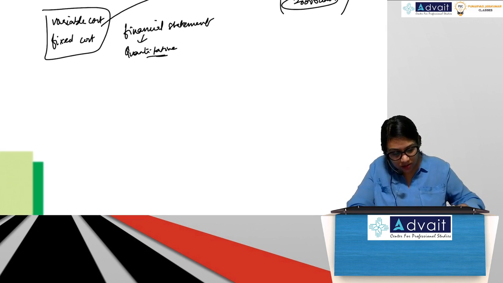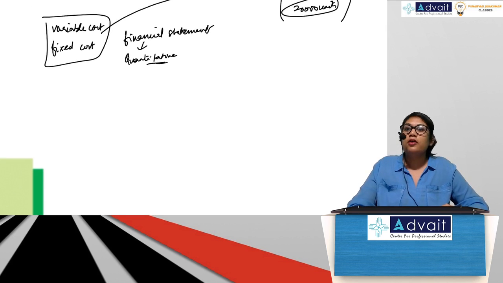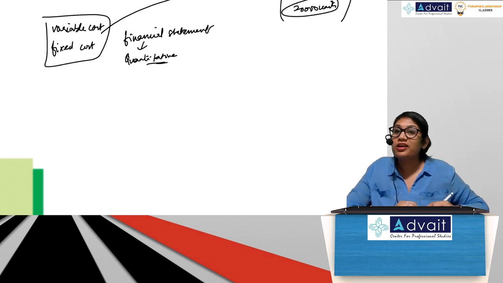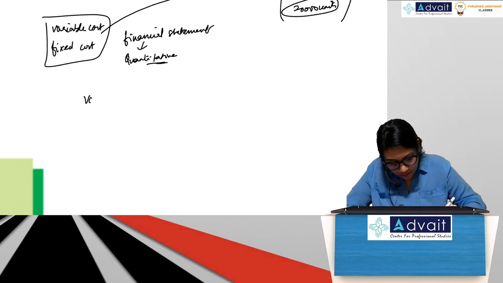Now, what are these principles? Again, I am reiterating, we've already studied these principles in the previous chapter. We've studied these principles when we did the first chapter. But I'll still give it to you in writing. What are these principles? So write down variable cost.